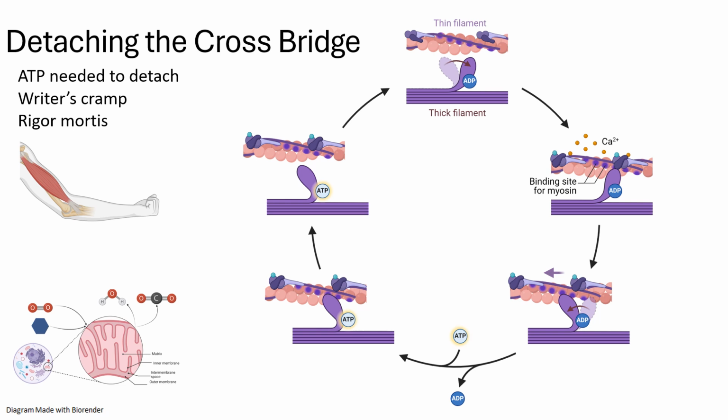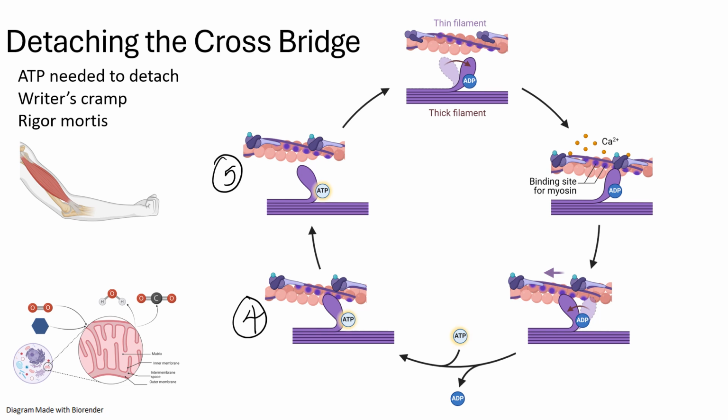So while making a cross bridge and allowing the filaments to slide past each other requires no ATP, resetting the filaments, breaking that cross bridge, and resetting them to be able to have another contraction, that needs ATP to happen. More specifically, ATP is needed to detach the cross bridge and reset the filaments to have a second, third, fourth cross bridge. That is exactly what you see in these last two pictures here, picture number 4 and picture number 5, if you're labeling them with numbers.